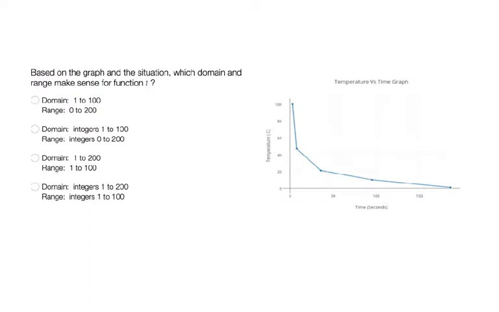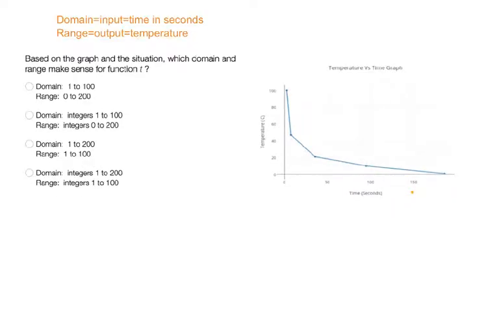All right, so now we've got another graph. And this time we are talking about domain and range. Okay, so remember, the one thing I want you to remember, domain is input and range is output. So let me make some notes on this slide. Okay, so you can see here that domain is the input, which is the time in seconds. So the time in seconds is down here at the bottom. All right, and the range is the output, and the output is the temperature right here.